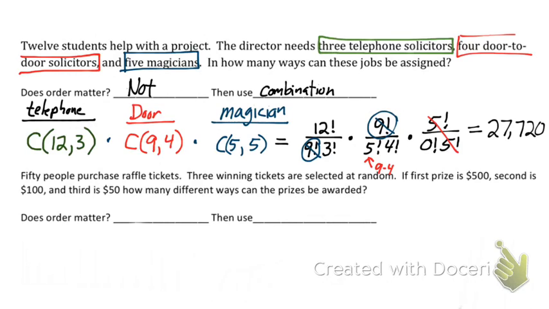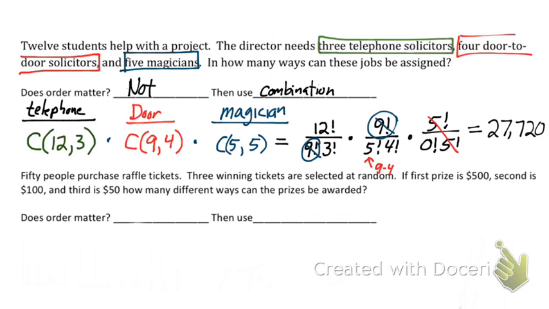All right, our very last one is 50 people purchase raffle tickets. 3 winning tickets are selected at random. If the first prize is $500, second prize is $100, and third prize is $50, how many different ways can the prizes be awarded? Do you think order matters?